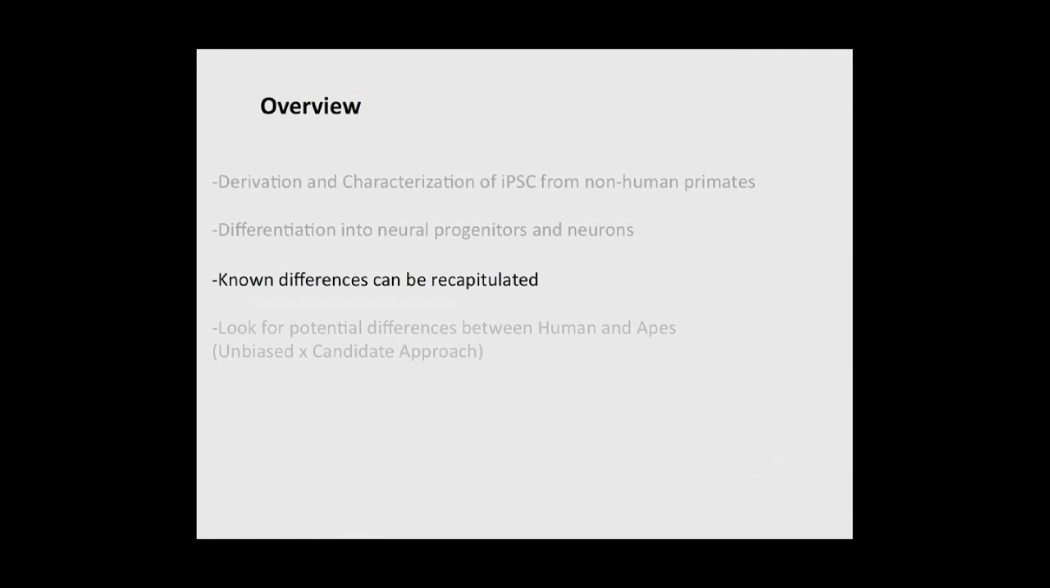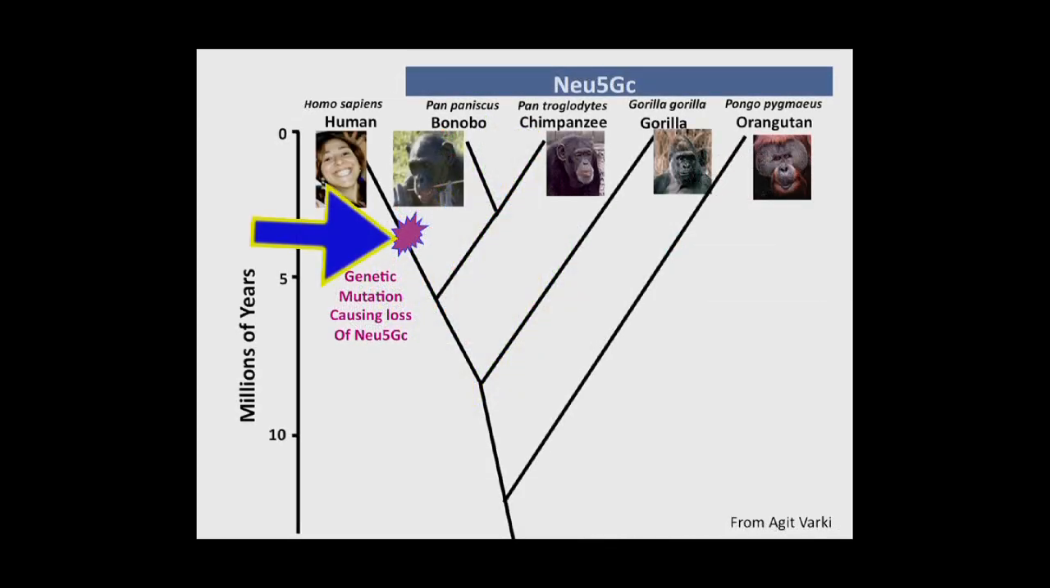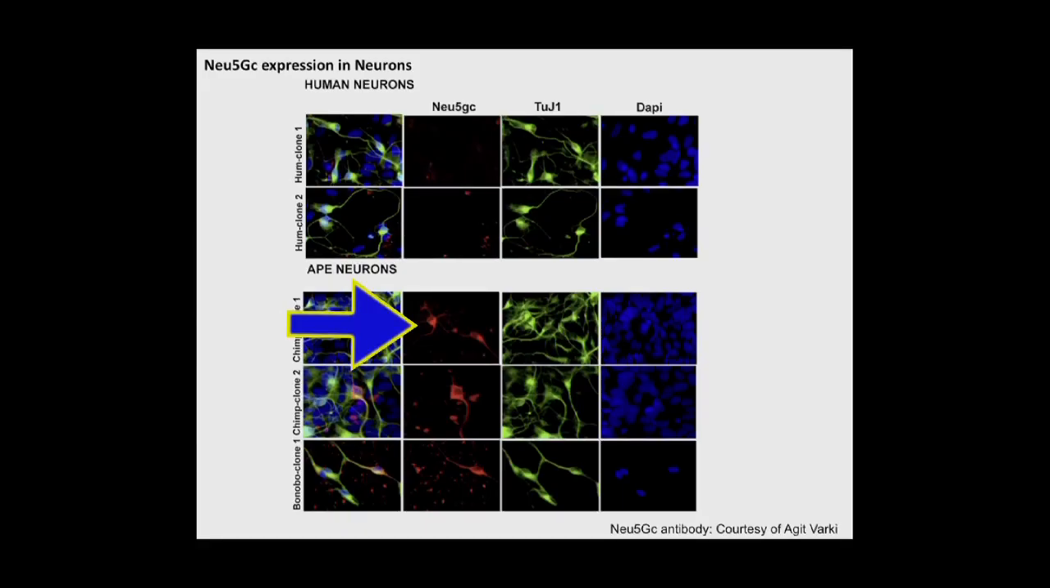So what are some of the known differences that have been found between the two functionally, and are they recapitulated? This was a discovery made by Ajit, and we've collaborated with him over the years on this. He and his colleagues discovered that NU5GC, an enzyme that places sialic acid on a protein, is missing or mutated in humans relative to the primates, so that enzyme is not present. And this occurs at this branch point, so we are alone in not being able to have this functional protein. When we differentiate our cells into neurons and look for the expression, this is uniquely expressed in the brain, we find in chimps and bonobos our neurons expressing this enzyme, but it's absent in humans. So we can recapitulate this phenomenon for future investigations into mechanisms.